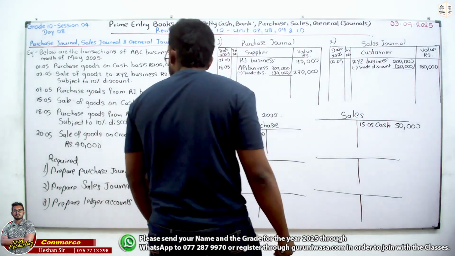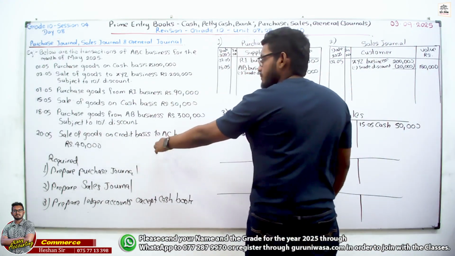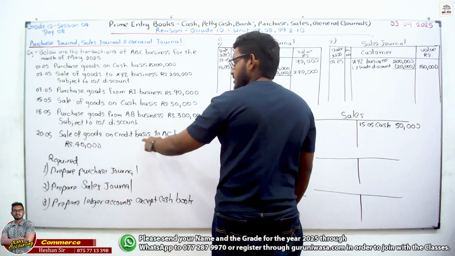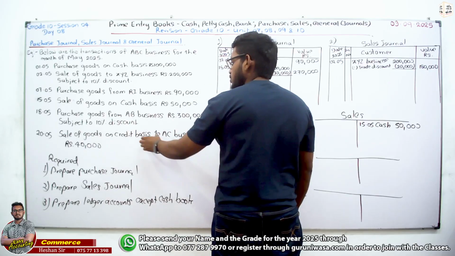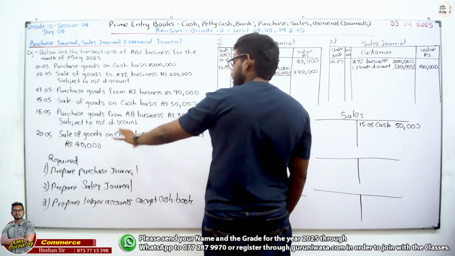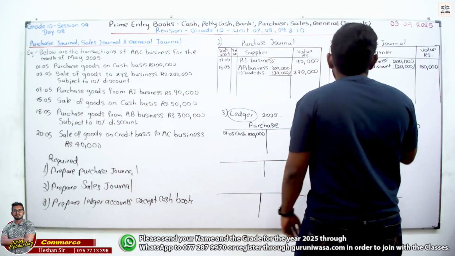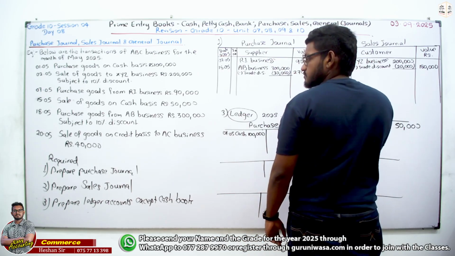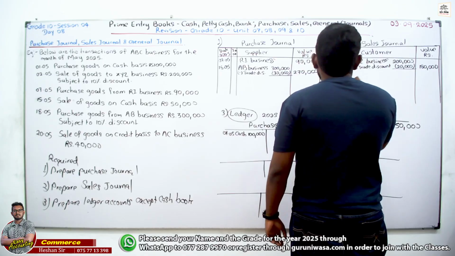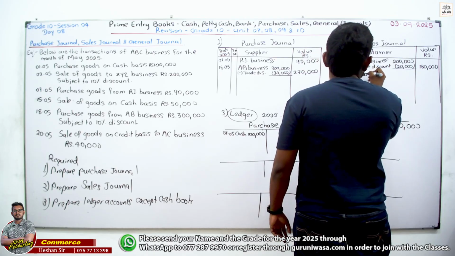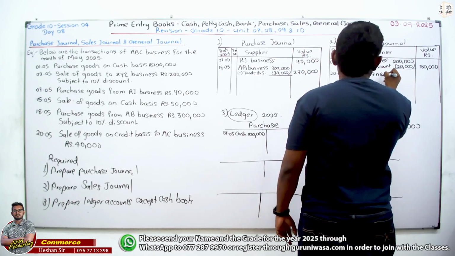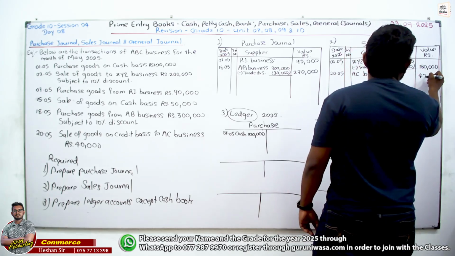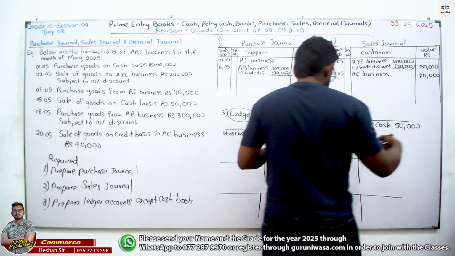Sale of goods on credit basis. ඒකේ නම් නමකටත් දීලා දෙනවා මේකේ credit basis කියලා නෑ. මේකේ credit basis කියලා තිබ්බට, in here also if it is a name we consider it as a credit basis, right? 20th of May, AC business, there's no discounts, 40,000. Right. Cash basis things we recorded.